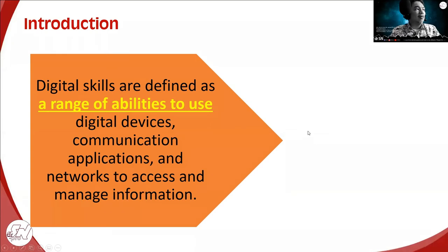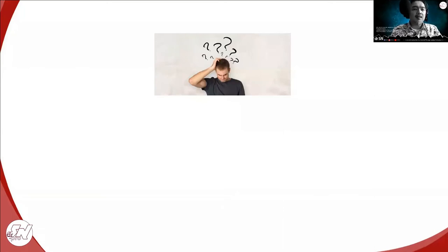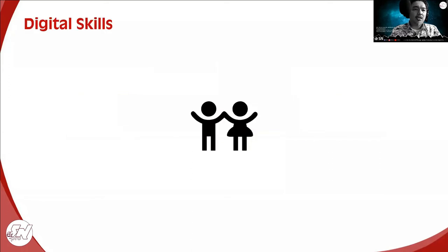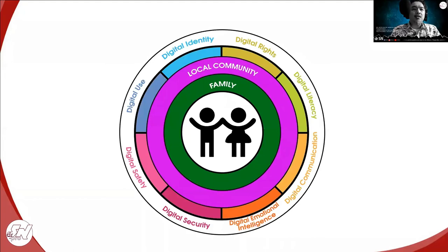When we talk about digital skills, this is just a term: a range of abilities to use digital devices, communication, applications, and networks to access and manage information, and they are related to being digitally literate. This is what I really want to share. When we talk about digital skills, first we try to explore the domains. We start with digital identity, digital use, digital safety, digital security, digital emotional intelligence, digital communication, digital literacy, and digital rights.